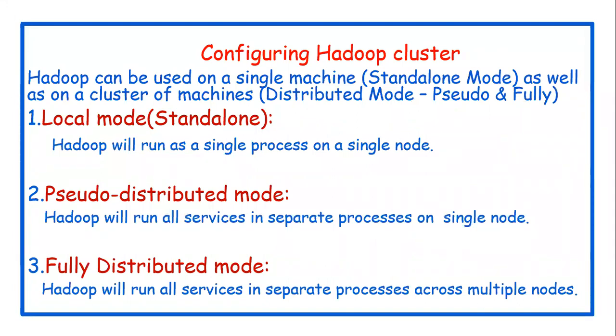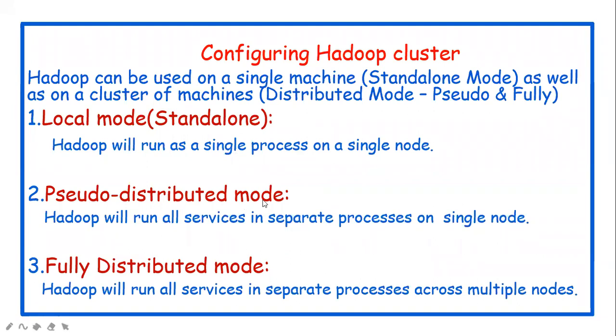Basically, Hadoop can be used on a single machine, that is called standalone mode, as well as on a cluster of machines, that is called distributed mode and pseudo distributed mode. So we have three modes. Local mode is nothing but standalone mode. In standalone or local mode, Hadoop will run as a single process on a single node.